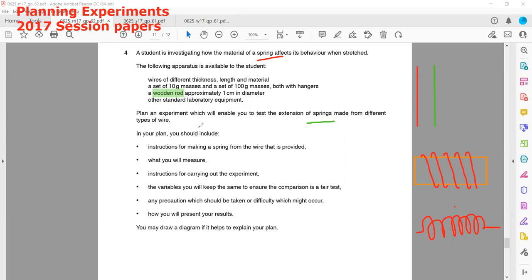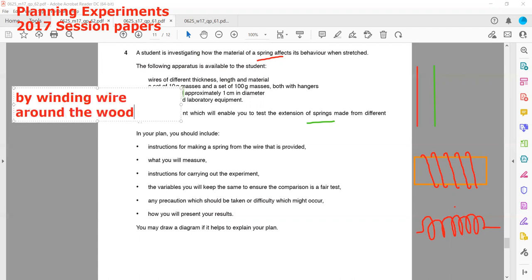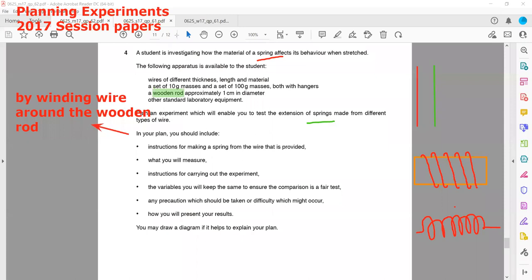So in your plan, you should include instructions for making a spring from the wire that is provided. So how can we convert the wire which is available into a spring? The first thing, we'll take a wooden rod as they mentioned, and we will wind the wire around the rod. So it will turn into a spring. So that's the first instruction, how we make a spring from the wire, by winding the wire around the wooden rod.